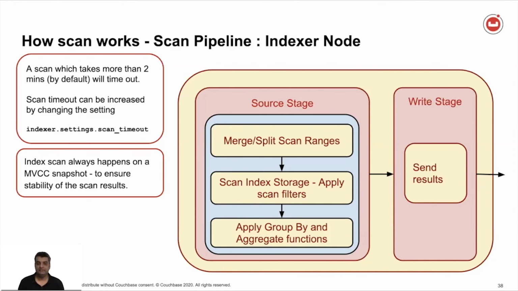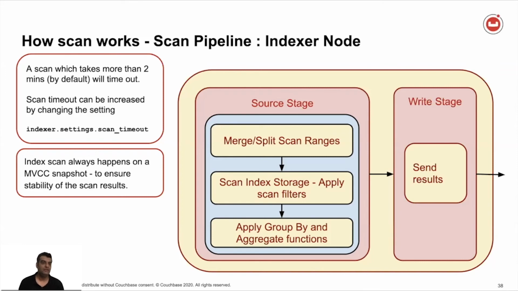The next step that happens is the scan request is forwarded to index storage, where the scan filters will be applied. After applying filters, the results will be returned to the source stage, and if the scan request contains any group by or aggregate functions, those will be applied. And then the final results will be ready. Then the results will be sent to the write stage. Write stage is responsible for sending the results to the query node while writing it to the socket.